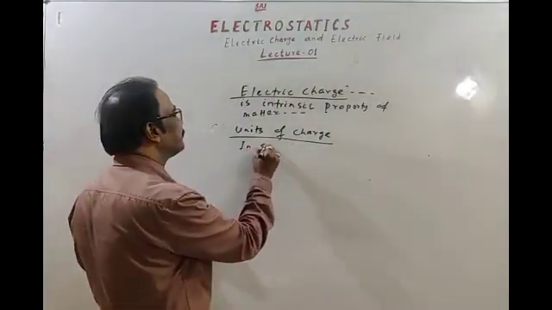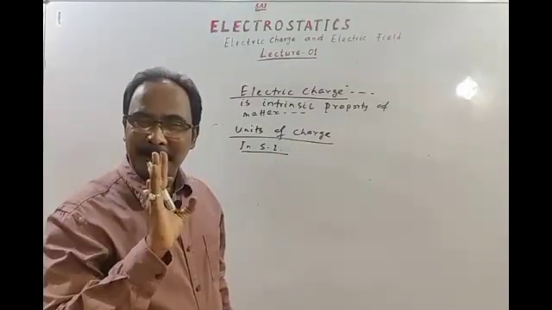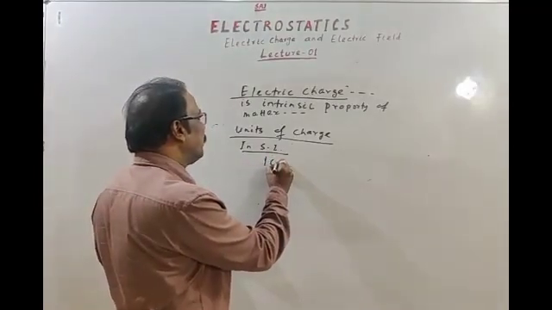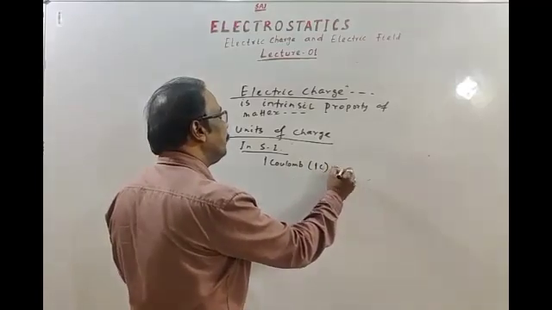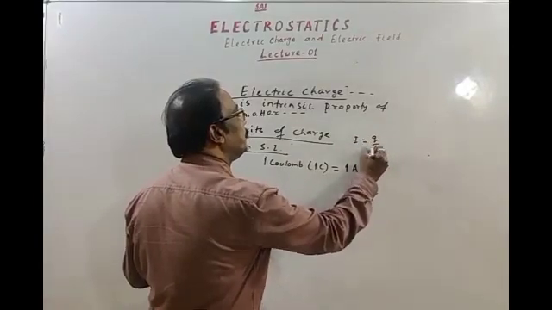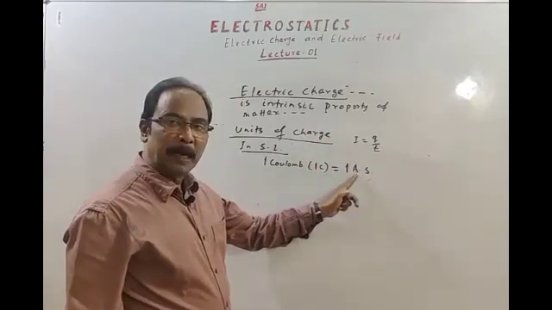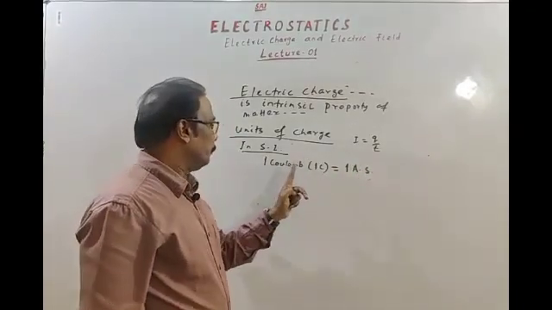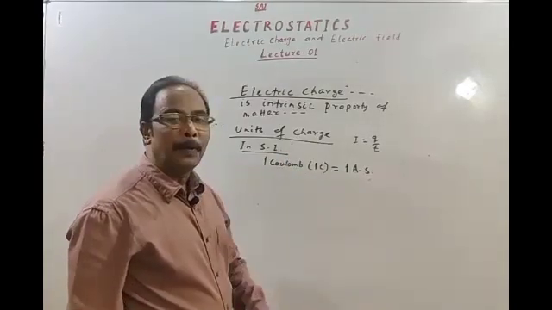In SI, charge is a derived quantity, not fundamental. In SI, charge is a derived quantity, and in SI the unit is coulomb, written as C. 1 coulomb is equal to 1 ampere into second. As you know, current is the rate of flow of charge, the strength of current, the rate of flow of charge. So charge is current into time. In SI, current is fundamental, the unit of current is ampere, and time is fundamental, the unit of time is second. So in SI, charge is a derived quantity, the unit of charge is coulomb, 1 coulomb is equal to 1 ampere into second.